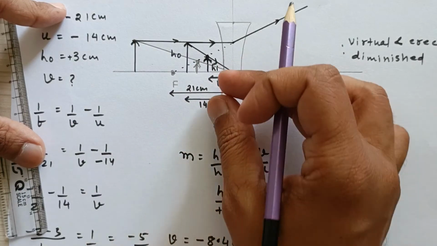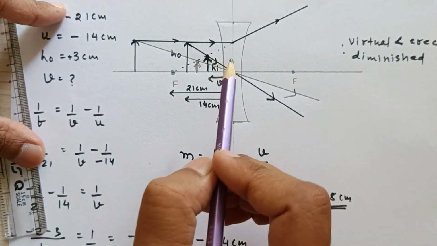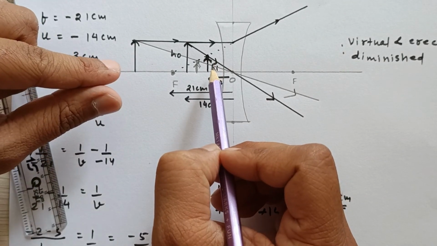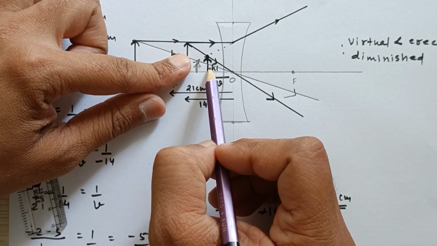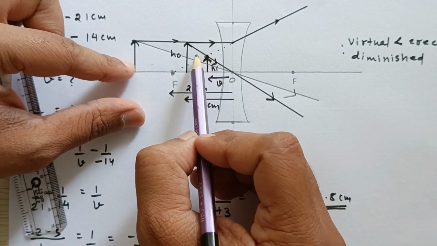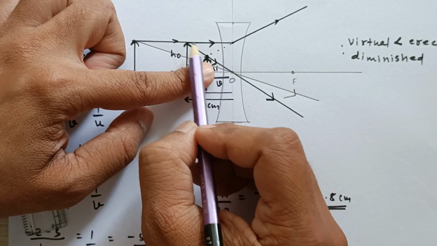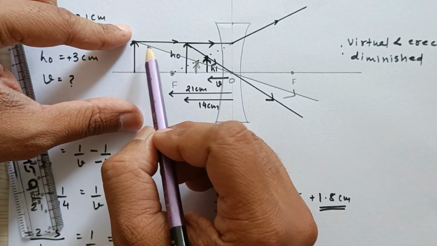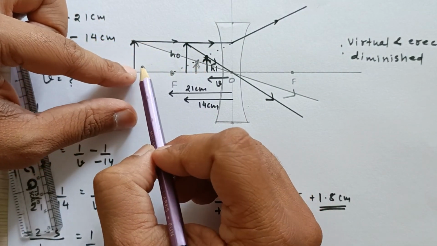On bringing it forward, the height of the image increases, but always remember that the height of the image always remains smaller than the height of the object. Whether you go in this direction, the height of the image slightly increases, but it will stay less than the height of the object always. If you bring it backwards, then the height of the image further decreases.